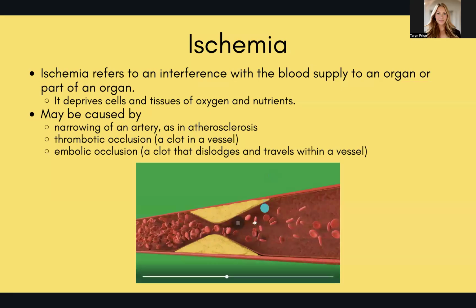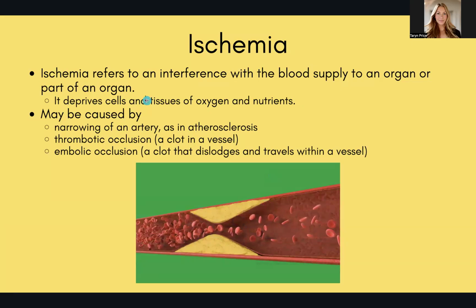All right, ischemia is another term to be familiar with. Ischemia refers to an interference with blood supply to an organ or part of an organ. So this is where we're getting into kind of those vascular processes. And it could be caused by narrowing of an artery. We're also going to learn a lot about thrombus and embolus. So keep those two terms kind of in mind as we go forward.